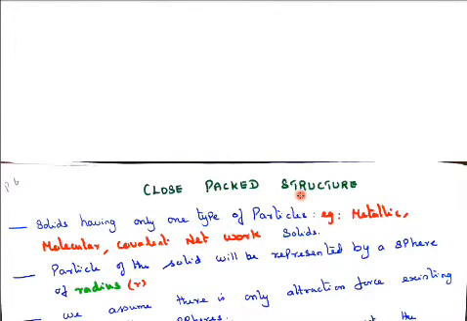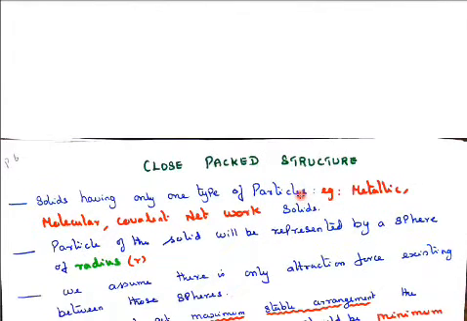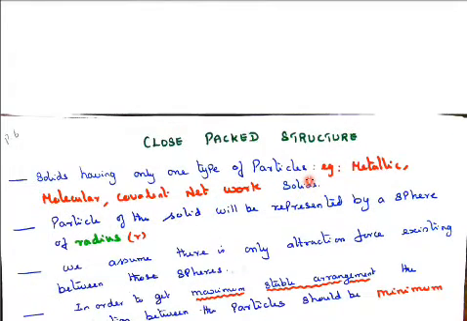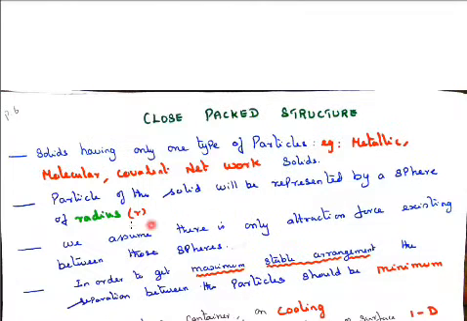Welcome back, students. Today we'll see close packed structure, that is, how the atoms are arranged. That arrangement is what we are going to see in a close packed structure. For example, one type of particles are present: metallic, molecular, covalent network solids.